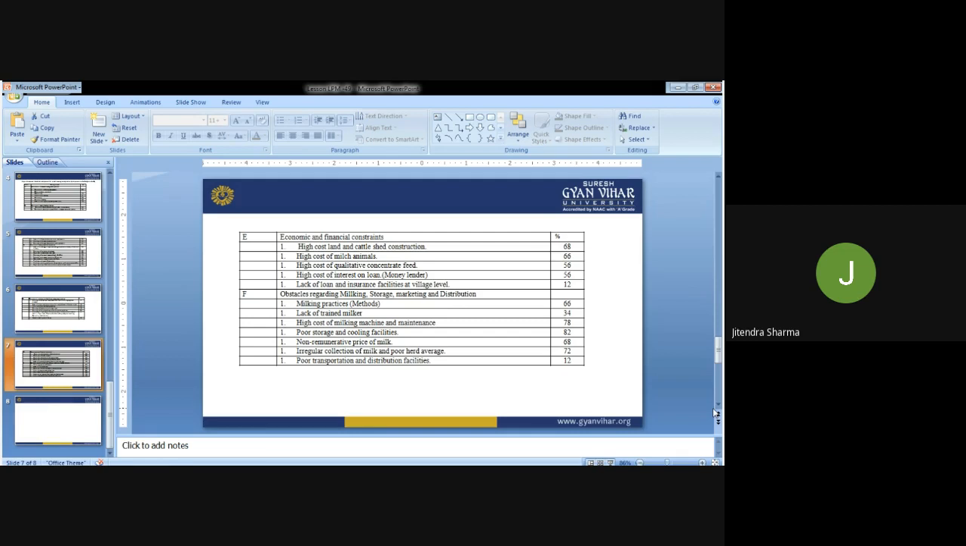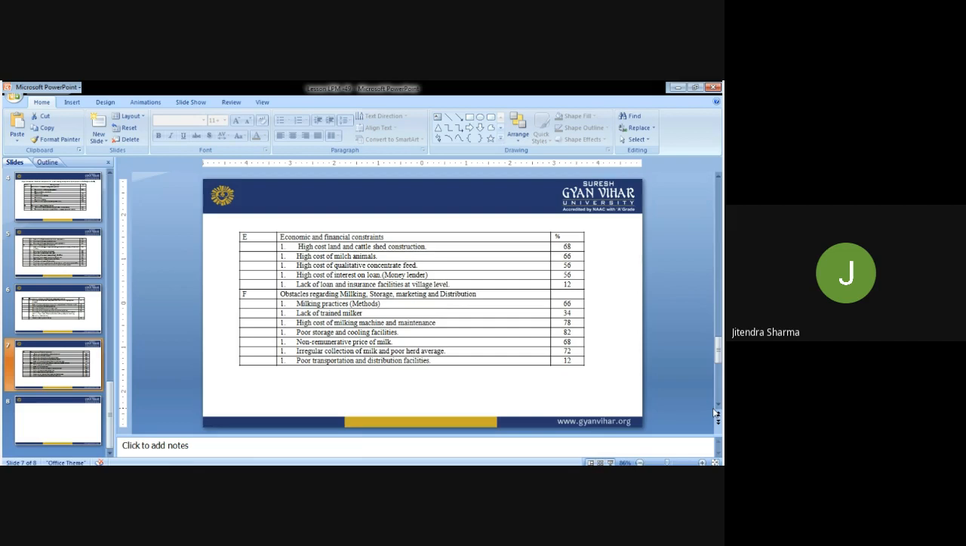Non-remunerative price of milk. Yes, this is also one of the major reasons. In the country, people buy drinking water at 25 rupees a liter, but for milk they want to pay about 30-40 rupees or so. So in that case, 68% of the dairy owners are not happy with the price they are getting for the production of milk at their dairies.